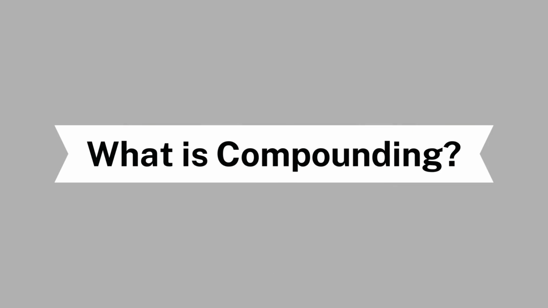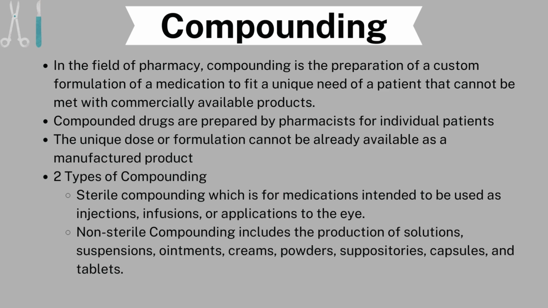What is compounding? We'll be starting off with the basics. In the field of pharmacy, compounding is the preparation of custom formulations of a medication to fit a unique need of a patient that cannot be met with commercially available products. These include products you see at Rite Aid, CVS, Walgreens, those commercially available products. Compounding drugs are prepared by pharmacists for individual patients.